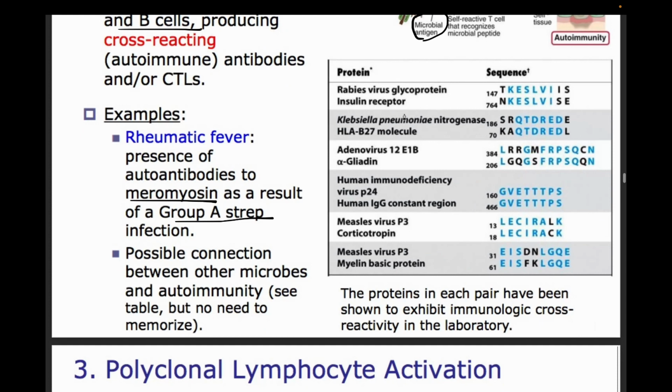For example, the insulin receptor and rabies virus have a similar sequence. Therefore, if you have self-reactive T cells that are specific for the insulin receptor, and the person got infected with rabies, there is a high chance that these self-reactive T cells will be activated. T cells will activate the B cells, therefore we will have autoantibodies, autoimmunity, and we will have diabetes.